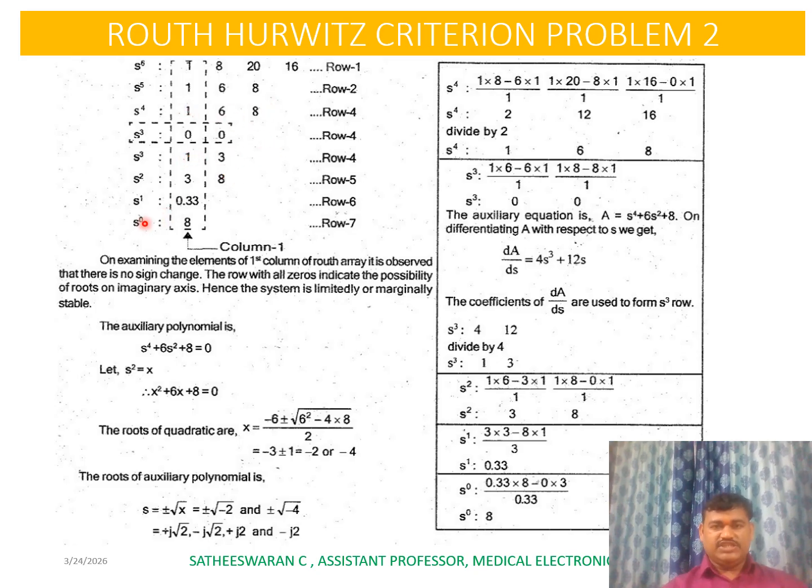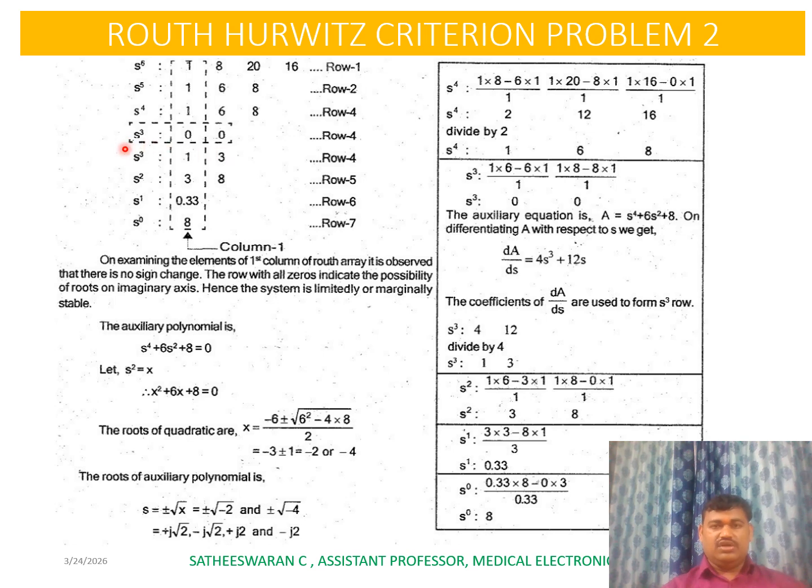We have to compute the s power 1 row: 3 into 3 minus 1 into 8 by 3. So 9 minus 8 by 3, 0.33. You have to compute s power 0 row: 8 into 0.33 divided by 0.33, value is 8. If you observe the first column of Routh array, there are no sign changes. We cannot conclude the system is stable here because you are having two zeros.